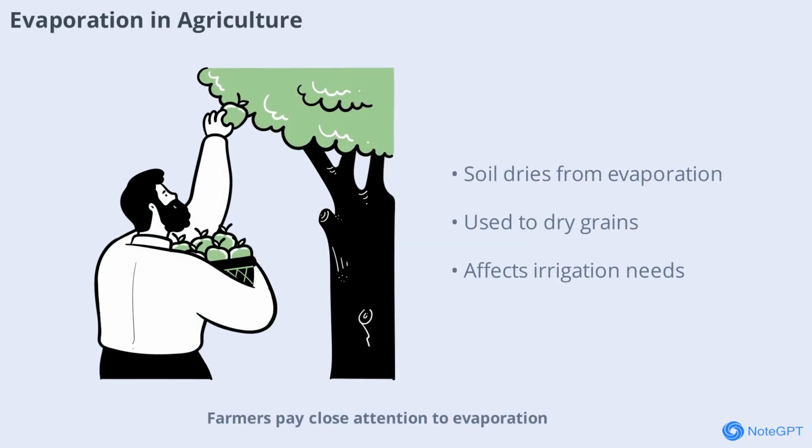Farmers pay close attention to evaporation. Too much evaporation can dry out soil and harm crops, especially during hot, windy weather. On the other hand, controlled evaporation is used to dry grains and preserve food. Understanding evaporation helps farmers manage irrigation and protect their harvests, making it a key factor in agriculture.